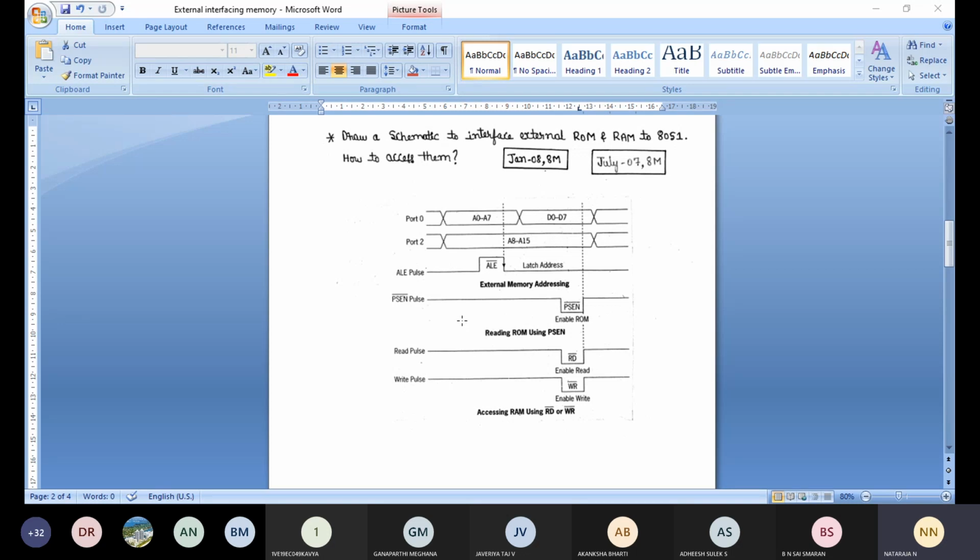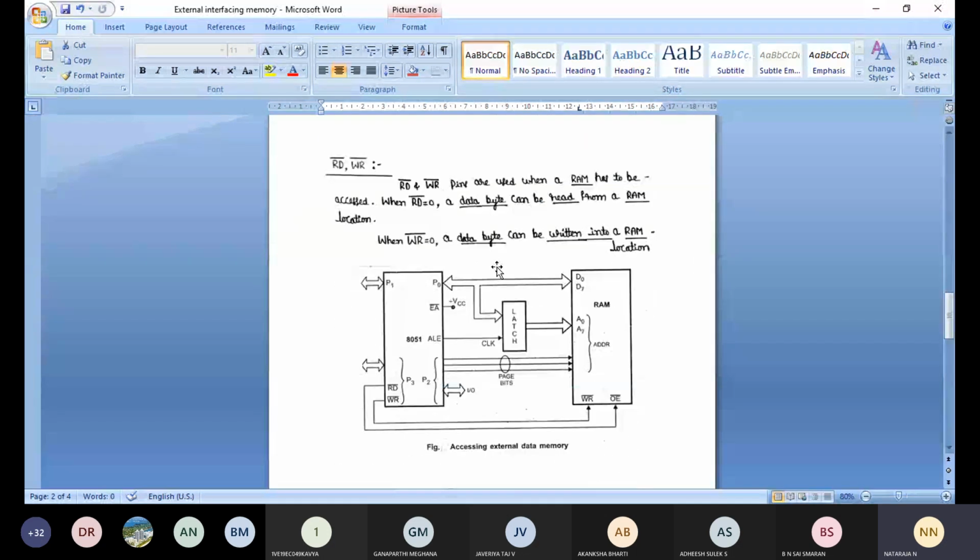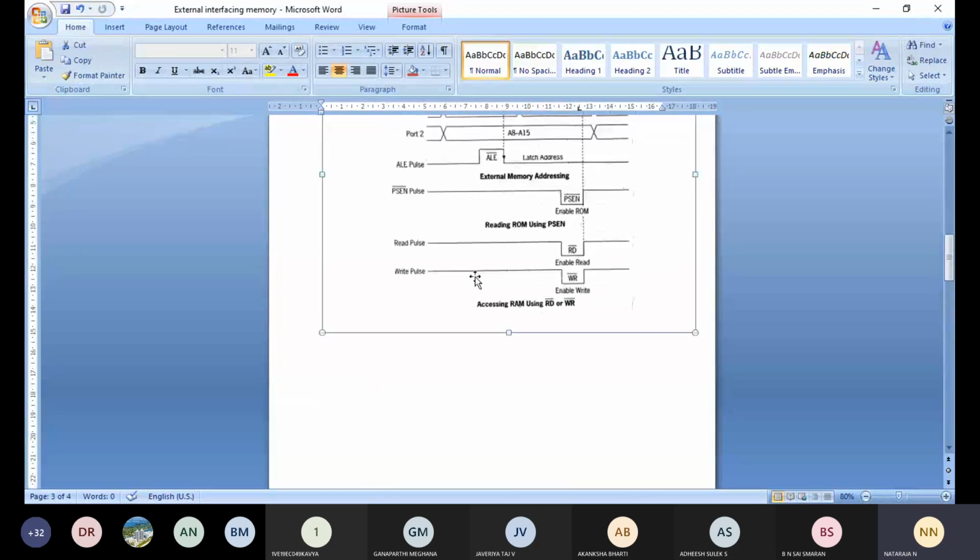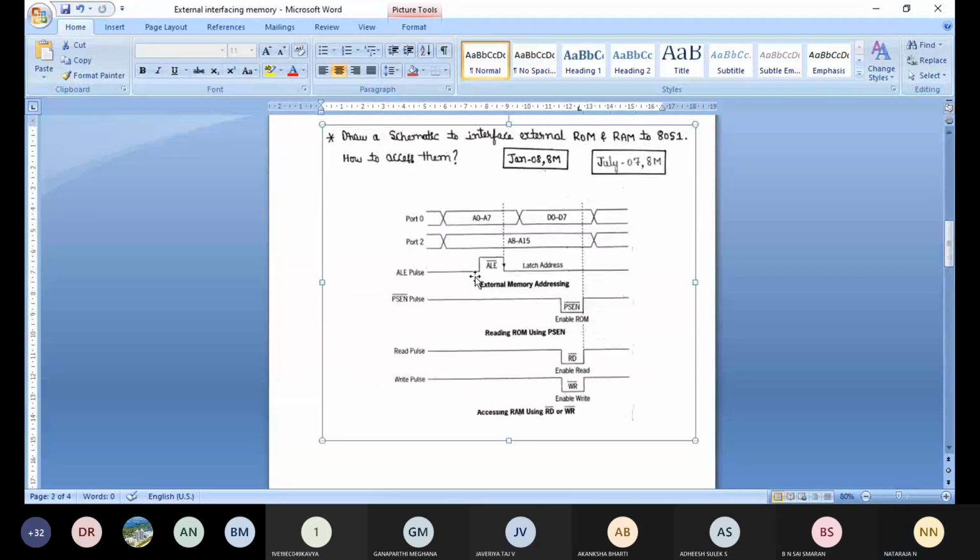Next we have read and write. With respect to that, this is the diagram for accessing the external data memory. Make a note of this first. Then we'll discuss read and write.